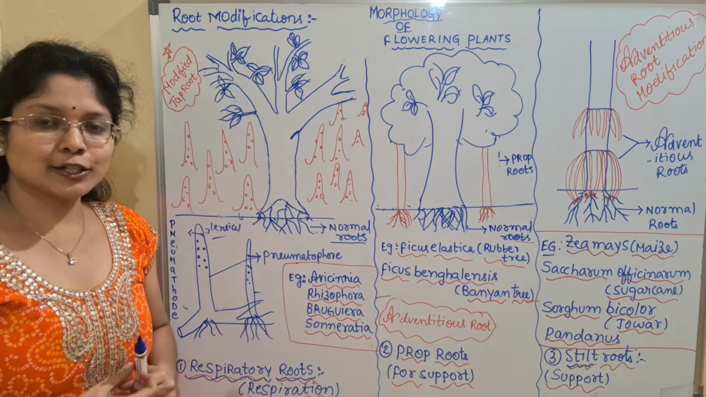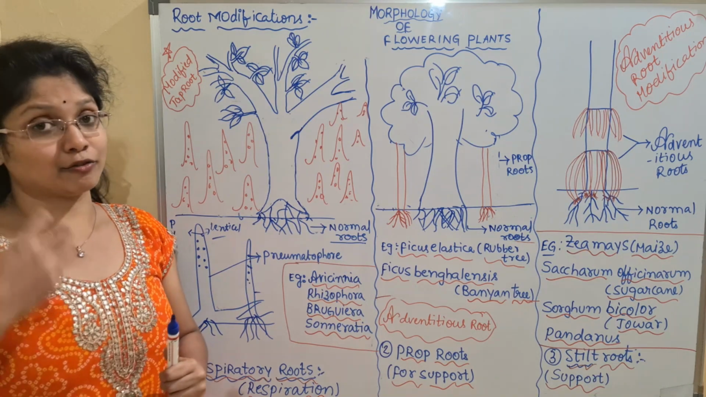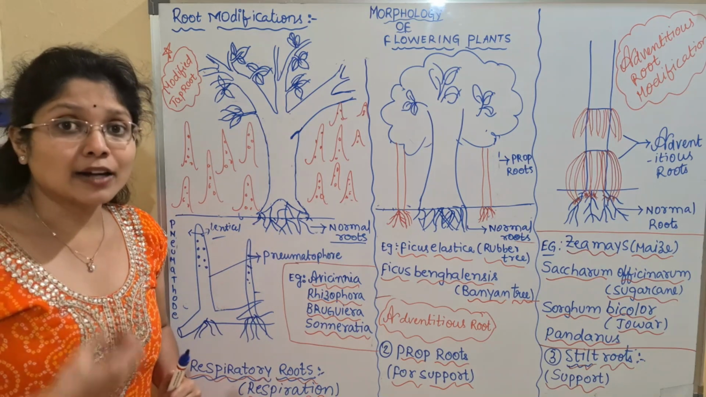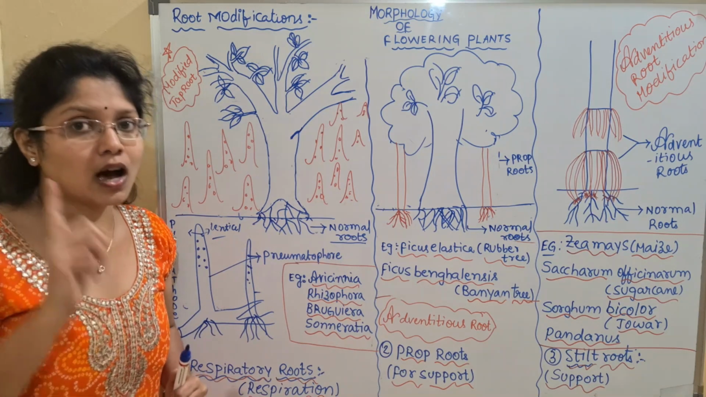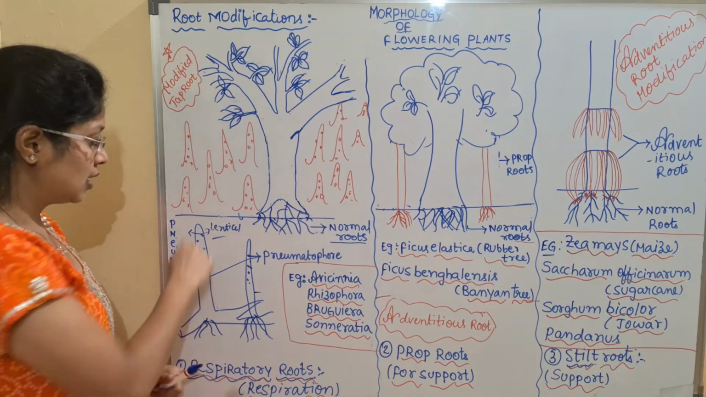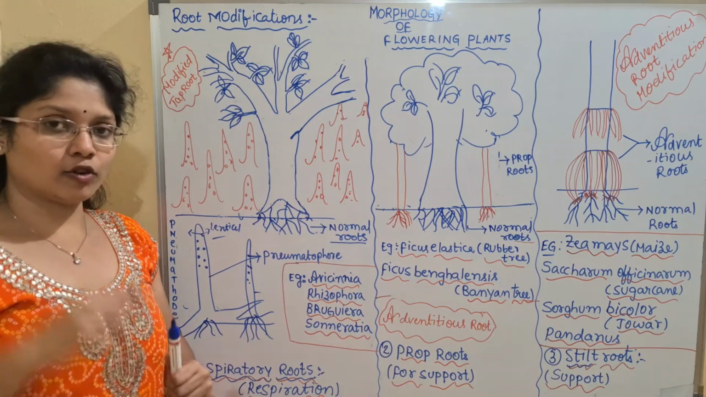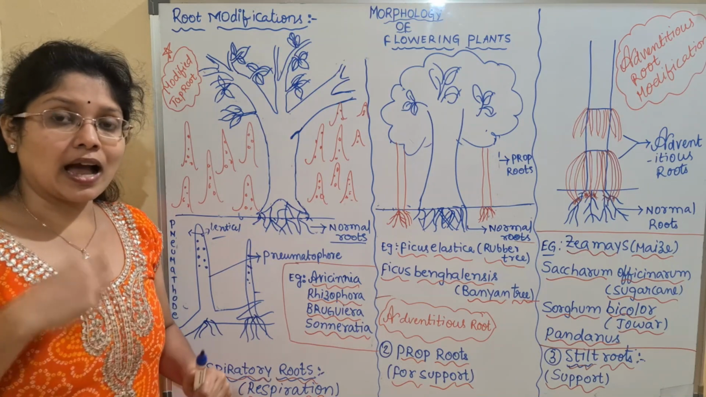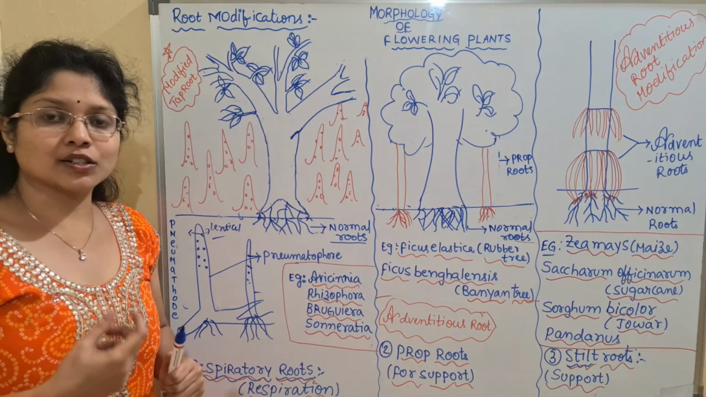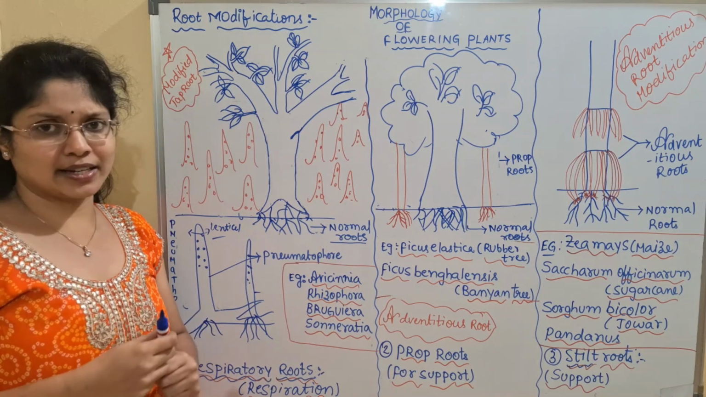For reproduction, they show vivipary, and for respiration, they mainly produce pneumatophores. Pneumatophores are roots. The pores present on them are known as the lenticels. For respiration, pneumatophores, and for seed propagation or reproduction, they mainly show viviparous nature.